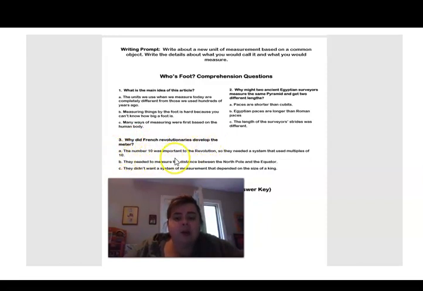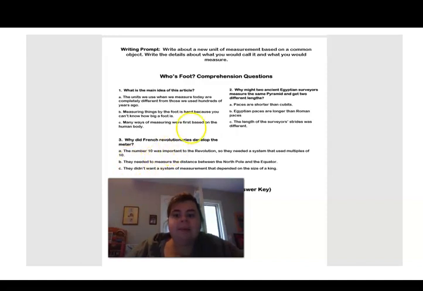A, the number 10 was important to the revolution, so they needed a system that used multiples of tens. B, they needed to measure the distance between the North Pole and the equator. Or C, they didn't want a system of measurement that depended on the size of a king. When I look at A and then I look back at my text, the article never mentioned 10 being important. They just said that 10 was easy. So I can mark out A. I know that is not the correct answer.